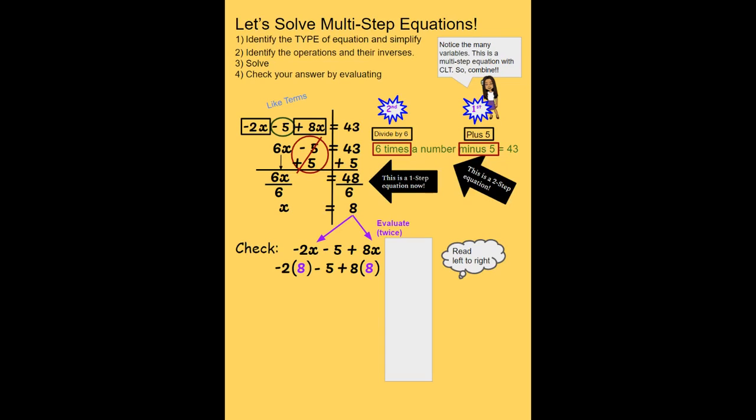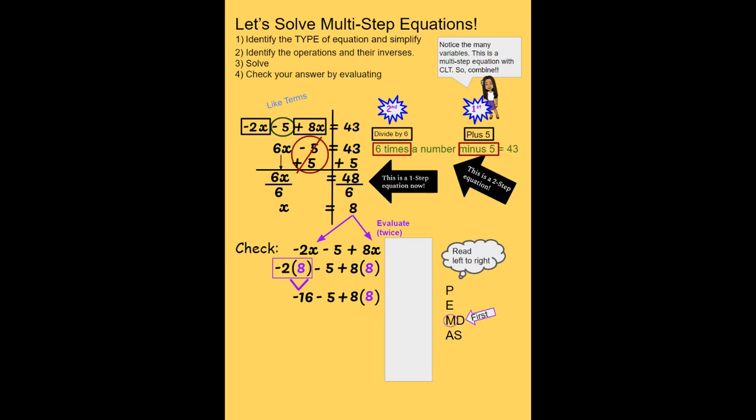Now that we have just numbers, we need to figure out the order of the operations. There are parentheses, but there's only 8 inside. There's nothing to simplify or do. There are no visible exponents. So the first thing we're going to do is multiply. Starting from the left, negative 2 times 8 is negative 16, minus 5 plus 8 times 8.